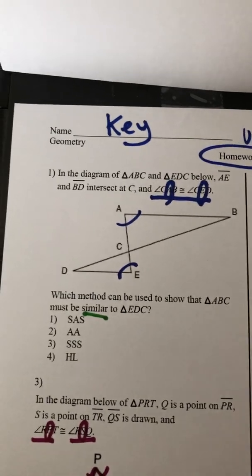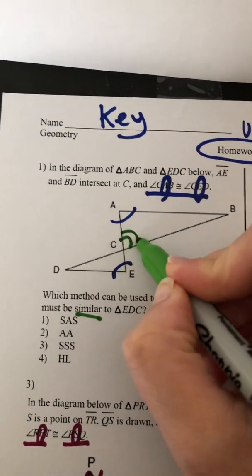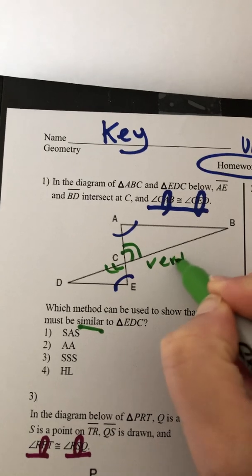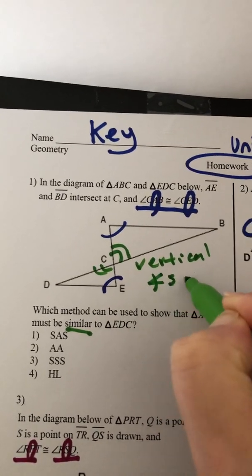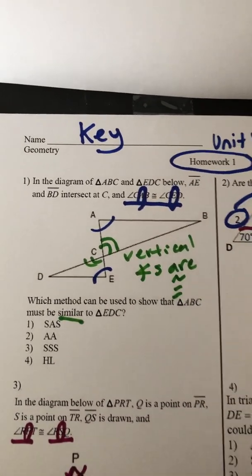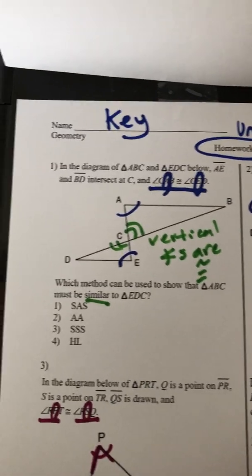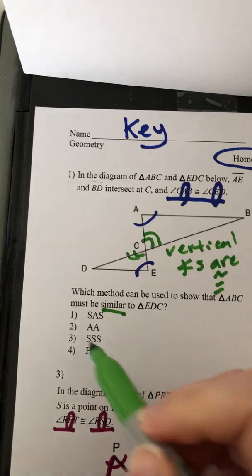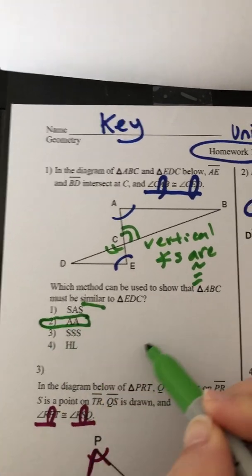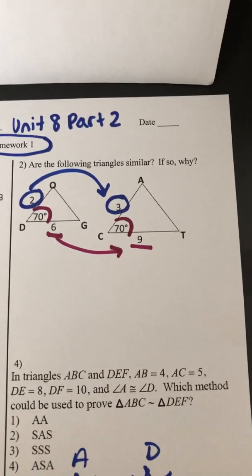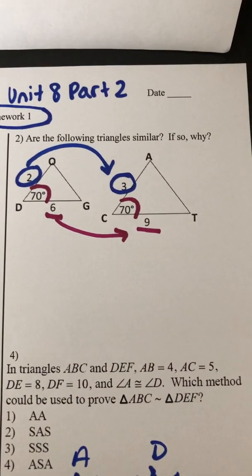So hopefully you thought to yourself, oh, the angles by C. Let's mark them in. Those are vertical angles. And they're congruent. And if they're congruent right over there, that's like angle 1 and angle 2. We now have one pair of angles, now two pair of angles. That is angle-angle similarity.